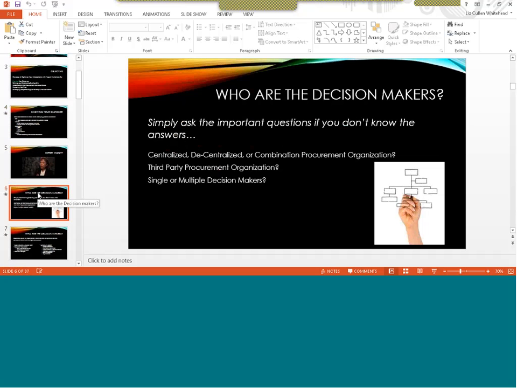So once you know who your potential customer is, or you're starting to determine that, what you want to know is who are the decision makers. If you don't know, this is a really great question to ask as you start to build your relationship with a potential customer. You want to know how they do their procurement. How do they buy their goods and services? Is it centralized, meaning it all takes place in one place? Is it decentralized?